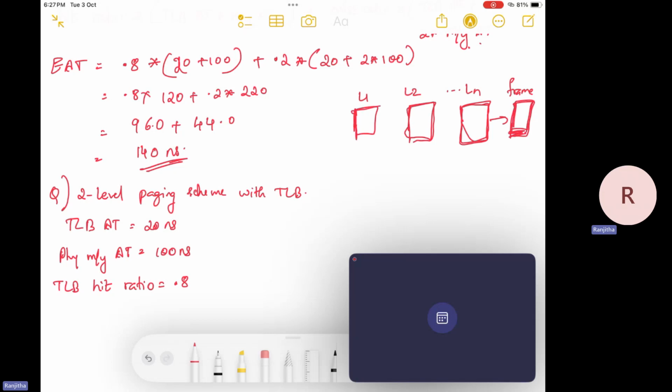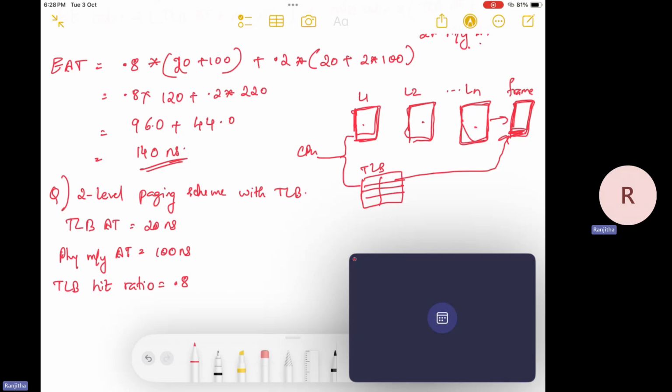In case of a TLB hit, it will be the same as a normal TLB hit. So the CPU address will go to both here and the TLB. In case of a TLB hit, it will directly go here. But in case of a TLB miss, it will go here, here, here, based on the number of levels. Suppose we had 3-level paging.